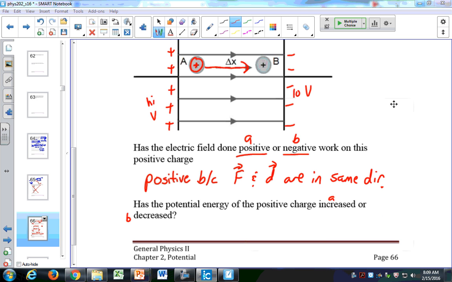Sort of led y'all into that. So I'm moving from high potential, high energy per charge, to low potential, low energy per charge. And so the potential energy has decreased. That is the right answer.